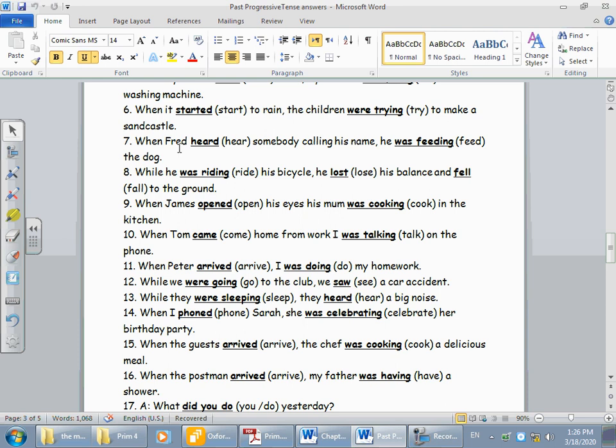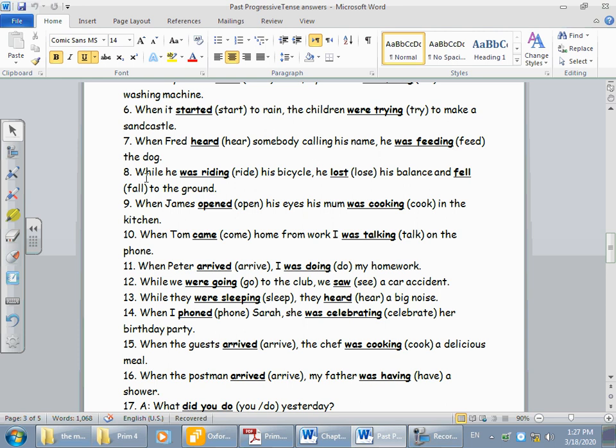Number 7: When Fred (hear) somebody calling his name, he (feed) the dog. When should be followed by past simple. So it's heard, and the second sentence should be in the past progressive, which is was feeding the dog.